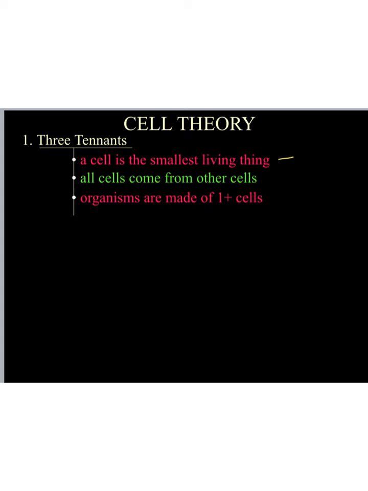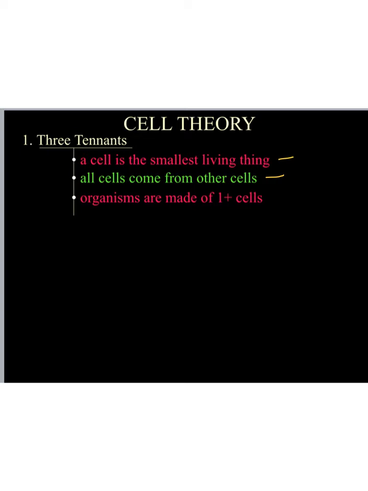The first one is a cell is the smallest living thing. Now that we have already talked about back from chapter 1 where we did our organization chart and we said that a cell was the smallest unit of life. So that is the number one principle or component of cell theory. The other component of cell theory is that all cells come from other cells. So we're going to talk a lot about this when we get to chapters 12 and 13 and we talk about cell division. But that is the second component of cell theory, is that cells divide and multiply, and that's how we obtain new cells.